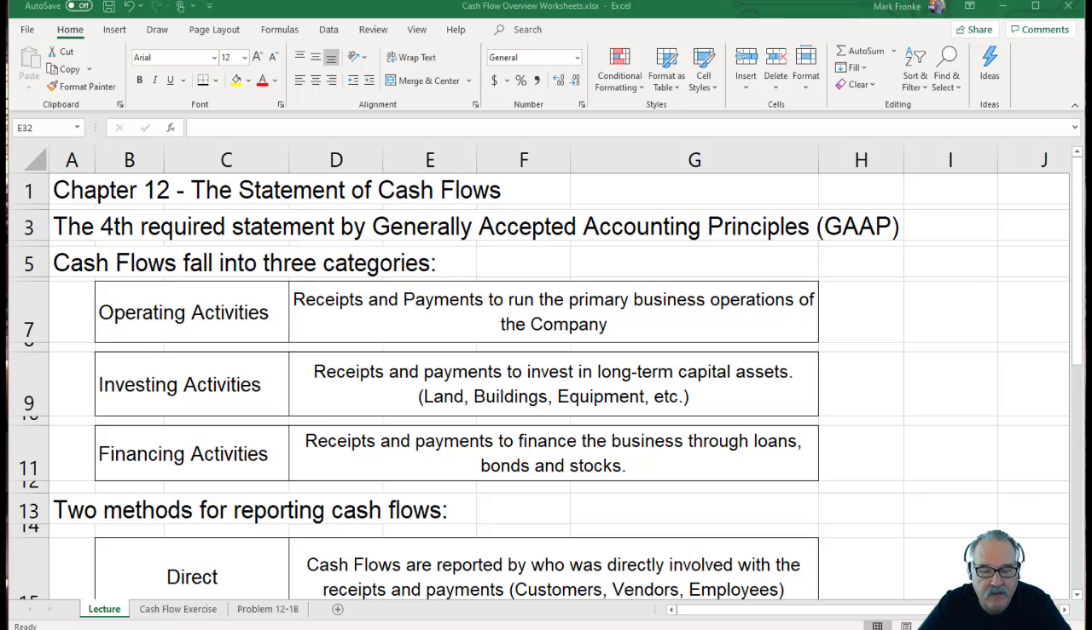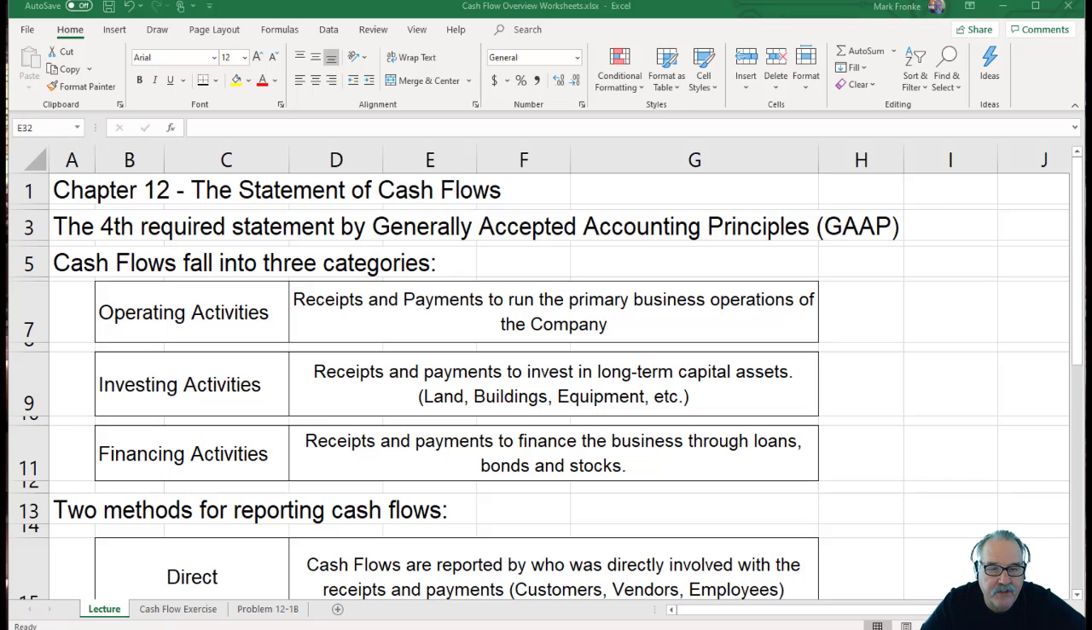That's the purpose here. And in order to do that, we're going to analyze the beginning balance sheet and the ending balance sheet. But before we get into the mechanics of how it works, let's talk for a second about how these things are categorized on this statement. We have three different categories of cash in and cash out. Again, everything we're focused on in this chapter is cash coming in and cash going out.